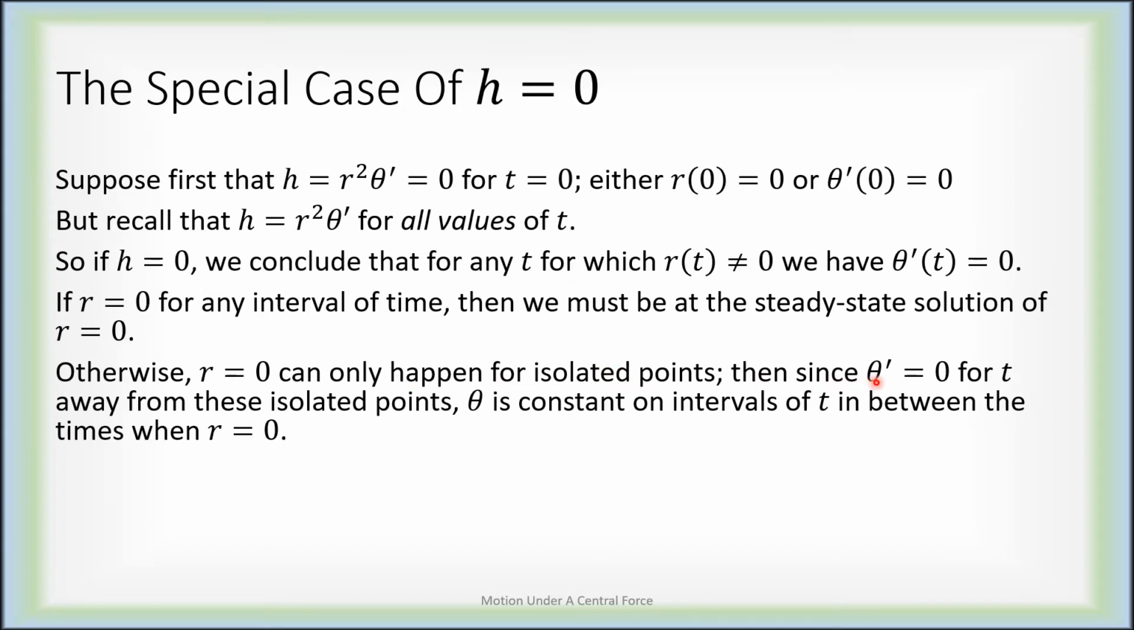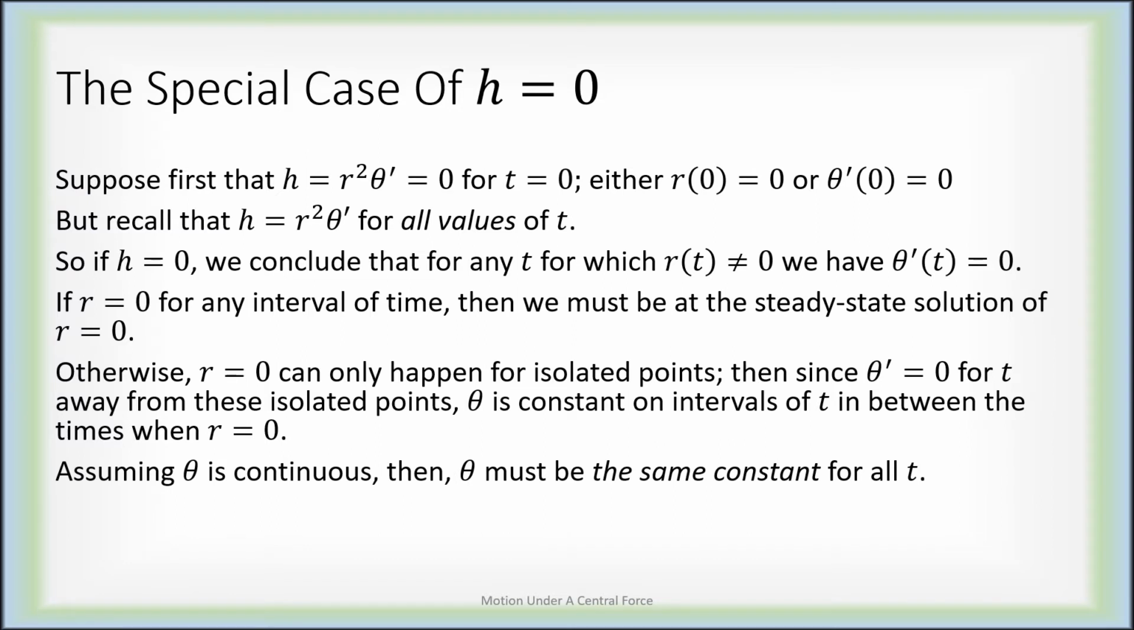Now, if theta prime is 0, then theta is constant. So any interval where I'm not at the origin, theta must be a constant, under the assumption on this entire slide that h is 0. So if h is 0, r squared theta prime must be 0. So if r is only 0 at isolated points, theta prime must be 0 on whole intervals. But if theta prime is 0 on an interval, then theta is constant on that interval. But if theta is continuous, it can't just jump from one constant to another. So if theta is continuous and it's a constant, then it's a constant, then it's a constant, it has to be the same constant. In other words, when h is 0, either you have your steady state solution where r is 0 and nothing happens, or theta is a constant.